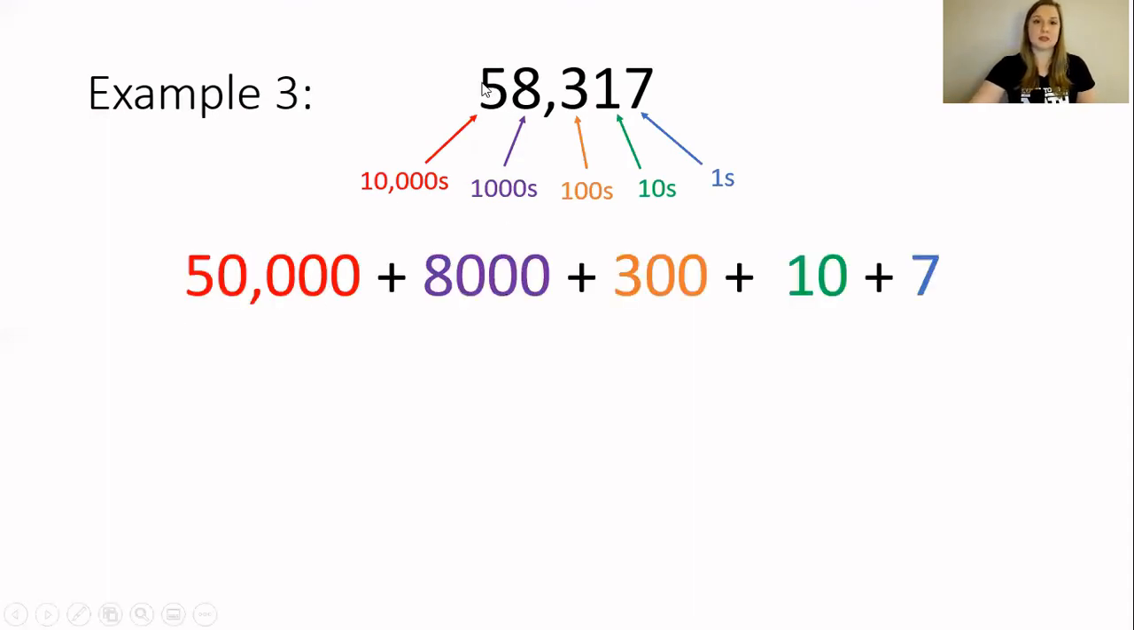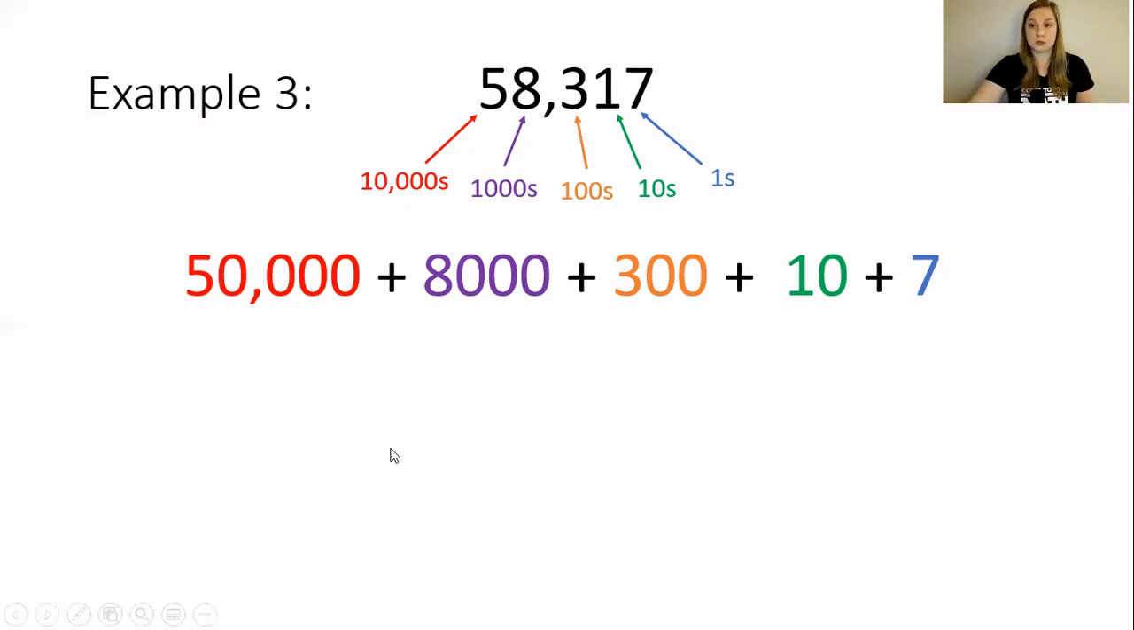So looking at this, 5 in the 10,000s gives us 50,000. 8 in the 1000s would mean it's 8,000. 3 in the 100s has a value of 300. 1 in the tens has a value of 10, and 7 in the ones place value has a value of 7. Okay, so not too bad, right? So let's give this answer and take it to the next level.